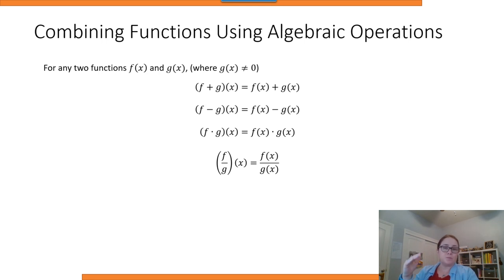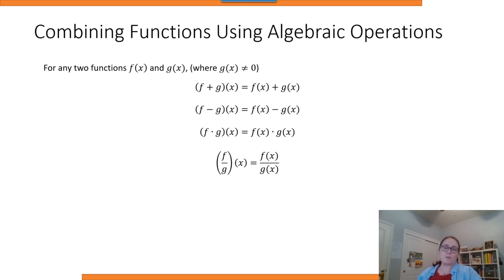The right side is more of a longhand, where I have f of x plus g of x or f of x minus g of x. The left side of each one of these is a shorter-hand notation to represent the same thing. So instead of saying f of x plus g of x, we can say f plus g of x. It's a little less writing and a little shorter to say, but these do mean the same thing. So whichever way you see them, you hopefully will understand what they're asking you to do.